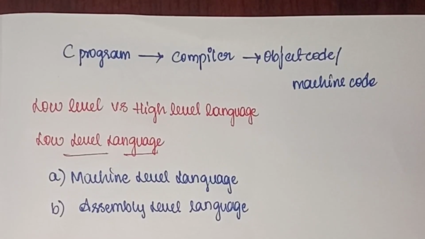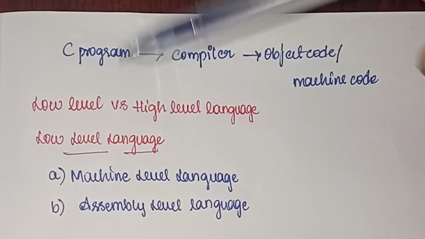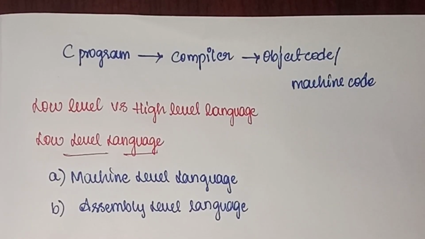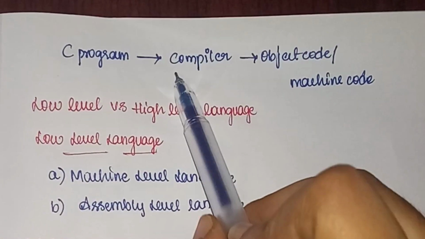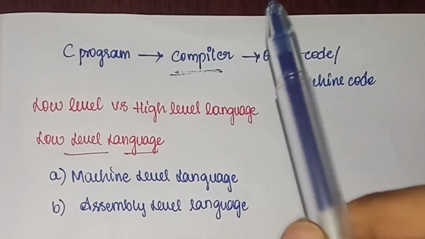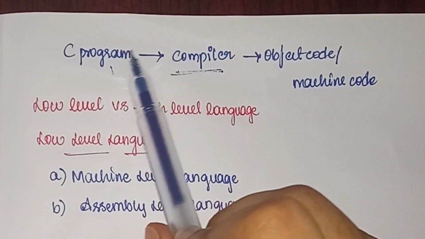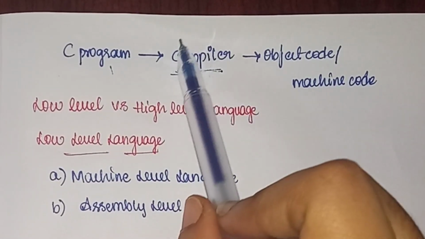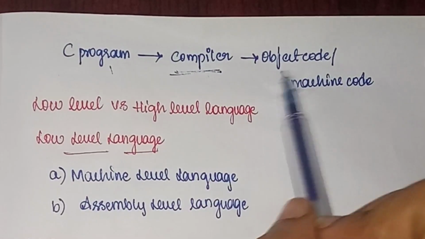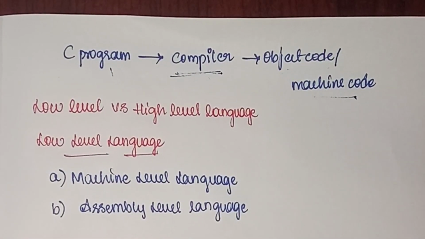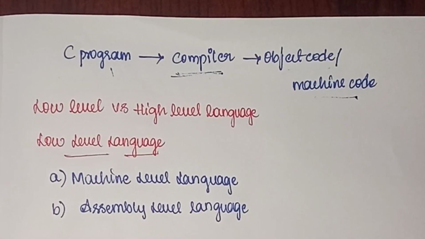So if I'm writing my first program in C language, how does my computer execute that program? It is executed with the help of a compiler. So my program will be in C language, and what does this compiler do? It compiles it into an object code or a machine code. What is an object code or a machine code? It is nothing but a binary language.